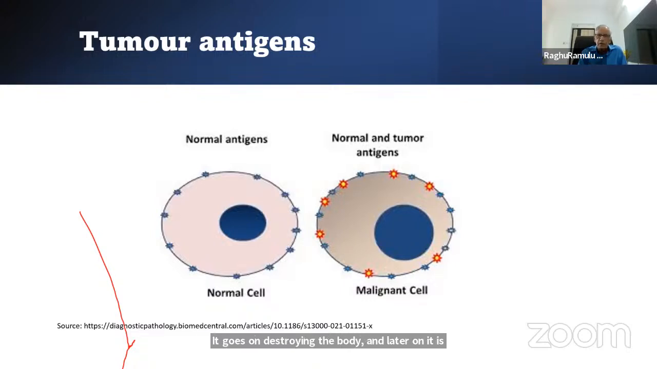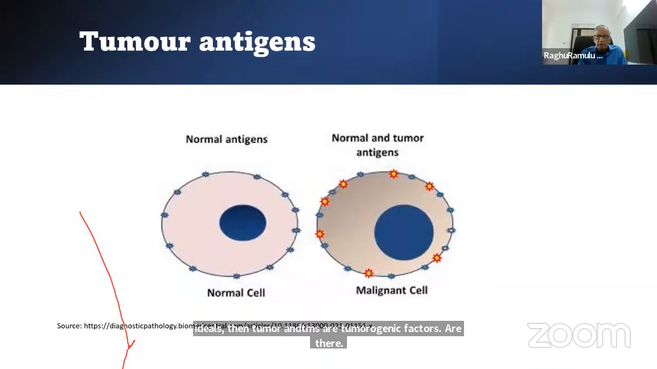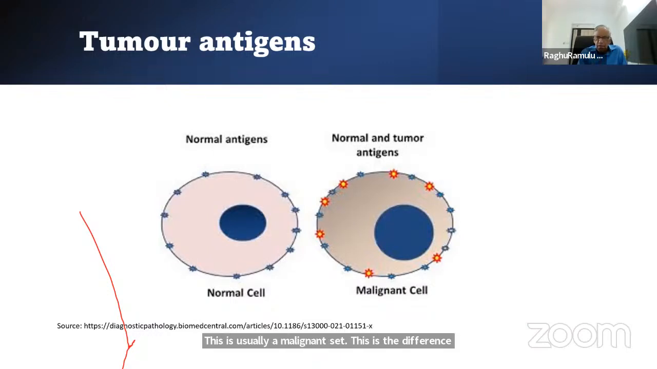But we have to have a classification of what is a normal cell with normal antigens, and then tumor antigens or tumorigenic factors. This is usually a malignant cell. This is the difference between a normal cell and a tumor cell. So this is how we classify antigens: exogenous antigens, endogenous antigens, then also normal cell antigens, that is erythrocytic membrane antigens, and likewise tumorigenic antigens, etc.